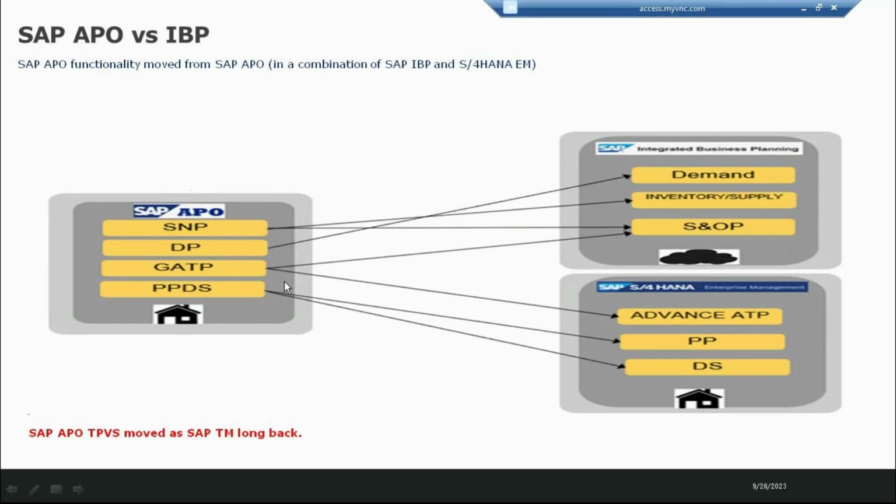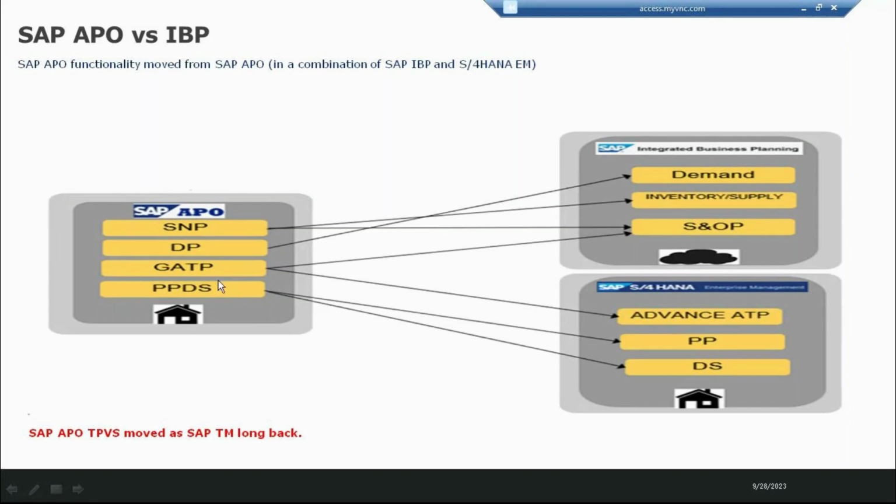So in APO currently, we have demand planning, SNP, GATP, and PPDS. Similarly, we have different modules in SAP IBP: S&OP, demand, response and supply, control tower, and IO. So in APO also we have the different modules. What modules are there in APO? Demand planning and supply planning. This is nothing but what is now IBP.